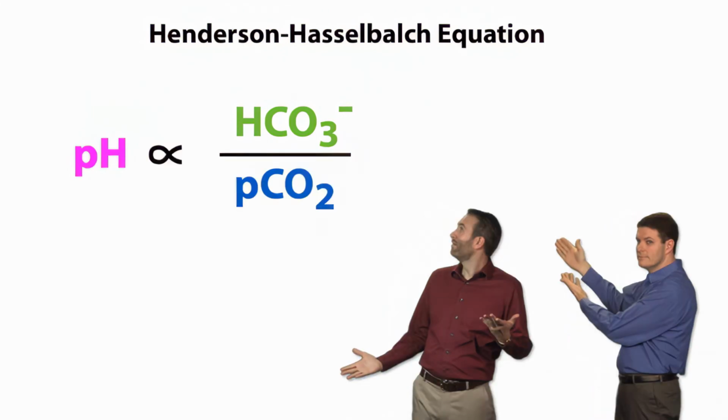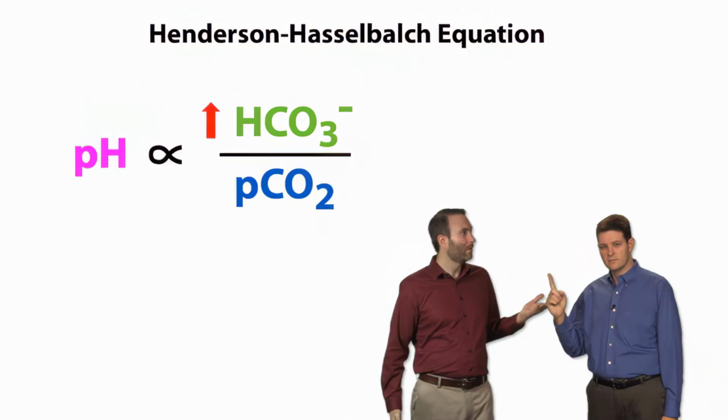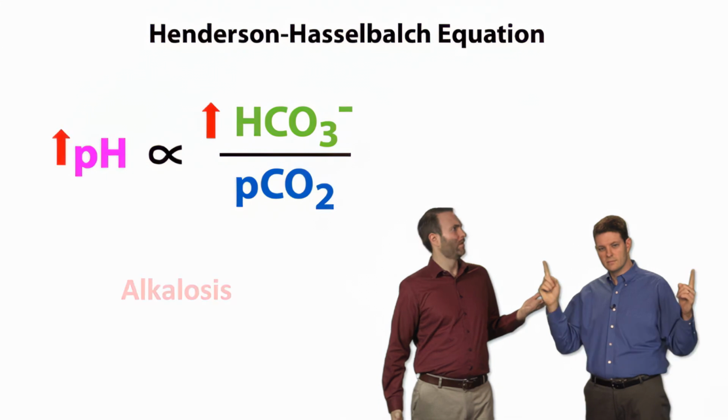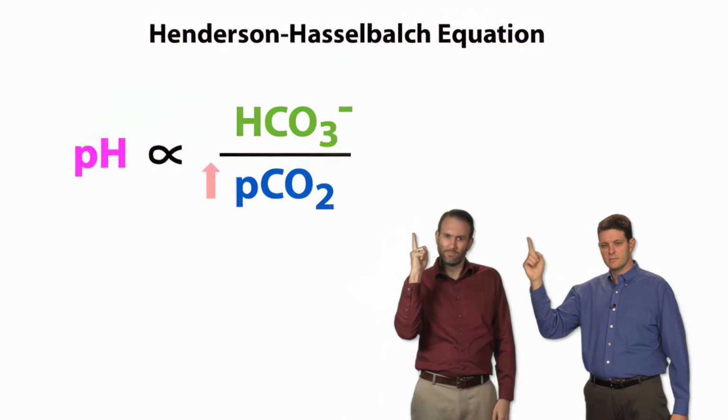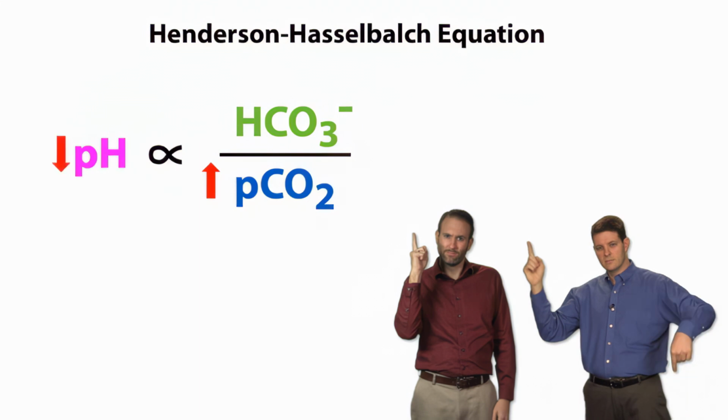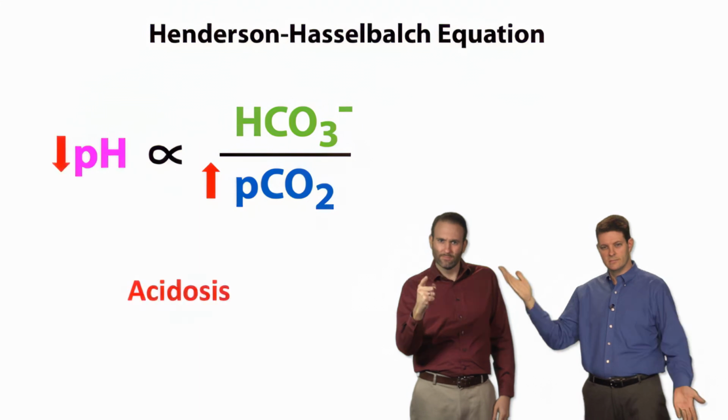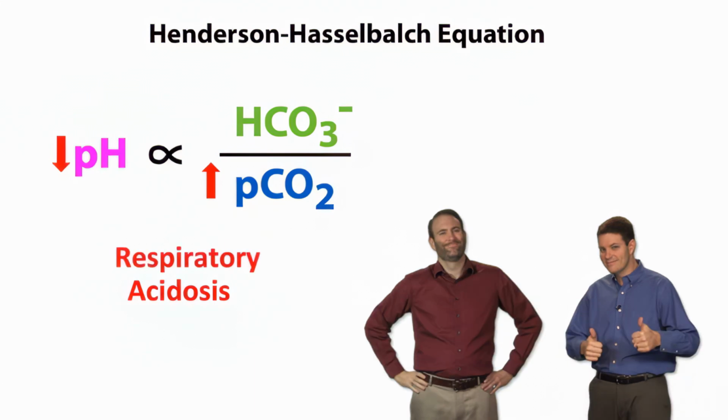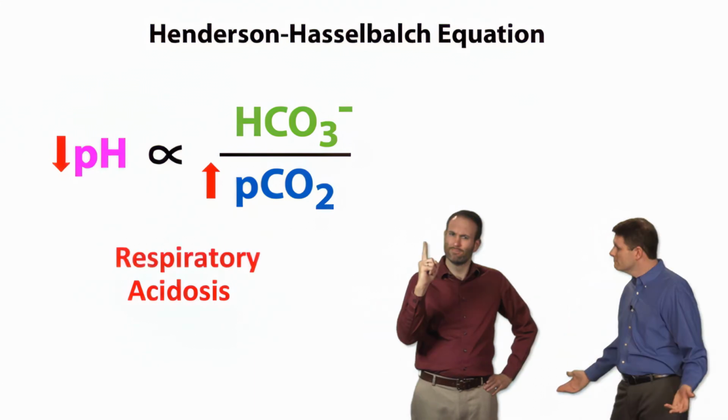When serum bicarb is high, the pH is high, indicating alkalosis. And when PCO2 is high, the pH will be low, indicating acidosis. And the high PCO2 tells you it's a respiratory acidosis. Exactly.